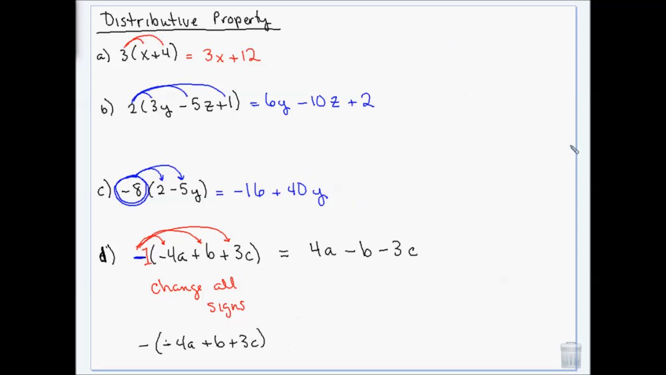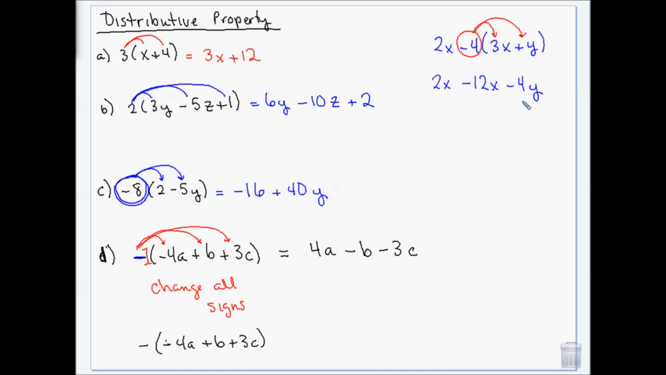Now, the biggest mistake I see people make is when I have something like 2x minus 4 times 3x plus y or something like that. Because this is in front, they don't multiply the negative. You have to bring that negative in still. So you have this 2x just hanging out. Negative 4 times 3x, that's negative 12x. Negative 4 times y, negative 4y.